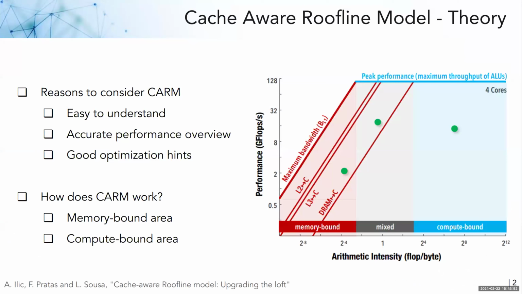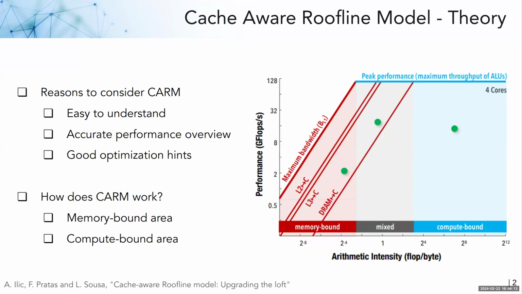So the CARM is an easy to understand performance model, which can give you an accurate performance overview of your application for a particular system. And it provides you with some good optimization hints that will help you prioritize your efforts in the right direction to achieve better performance on your applications quicker. But first, how does it work?